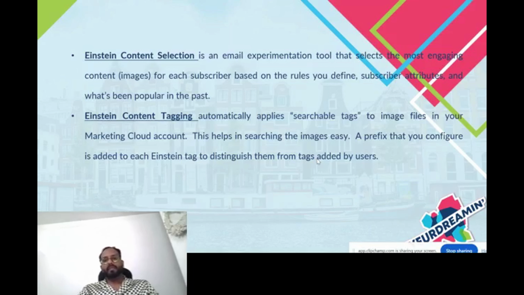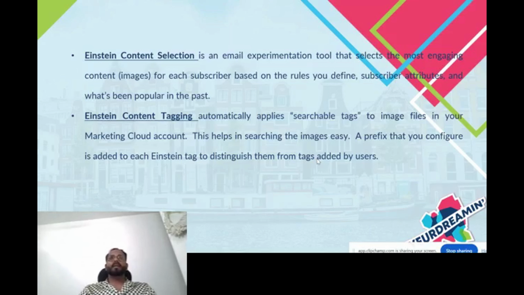Every subscriber will receive a unique message based on their engagement and the set rules which we have defined, so that every email appears unique to every different customer. Next is Einstein content tagging. Now, this is a very useful feature.